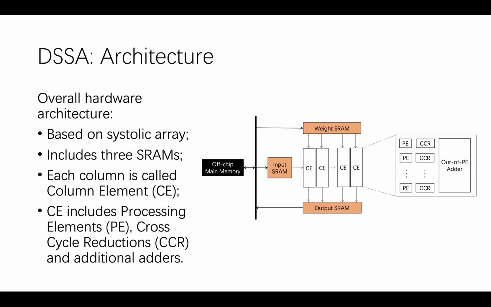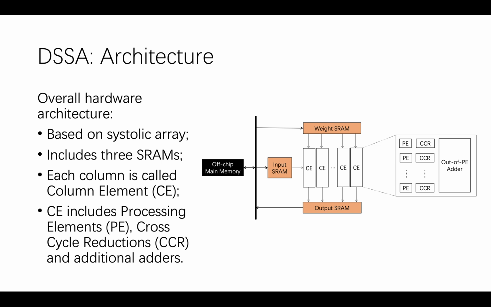Next, we describe DSSA's architecture. The overall architecture of DSSA is shown in the right figure. DSSA is mainly composed of a systolic array and 3 SRAMs, weight SRAM, input SRAM, and output SRAM, which transfer data with off-chip main memory via bus. In the systolic array, each column is called a column element, CE, and each CE includes several processing elements, that is PE. The PE is the major computing unit in DSSA.